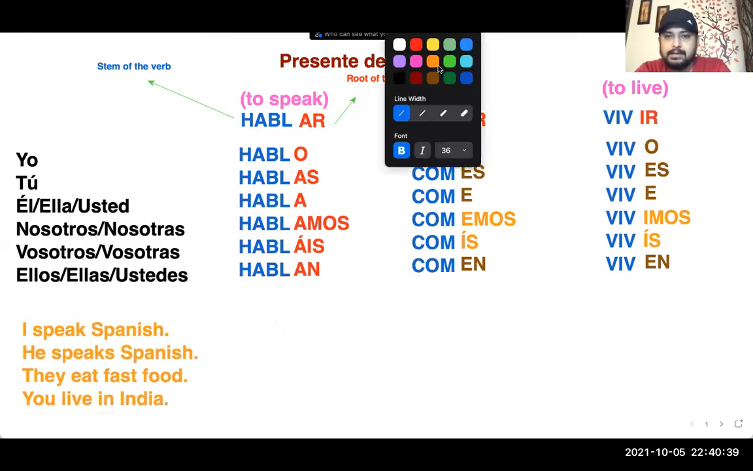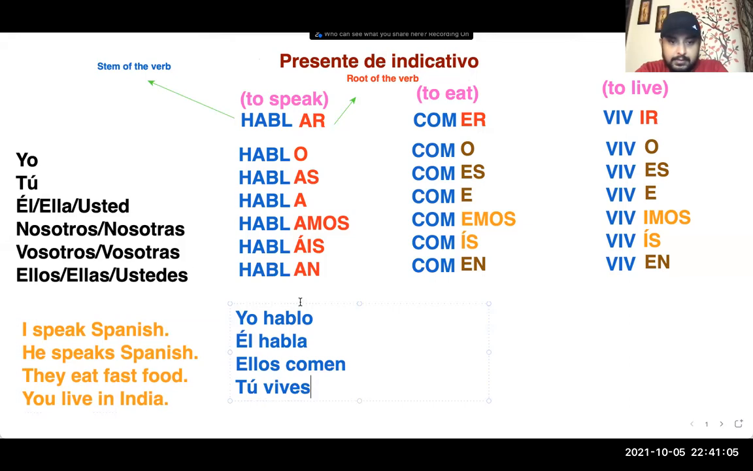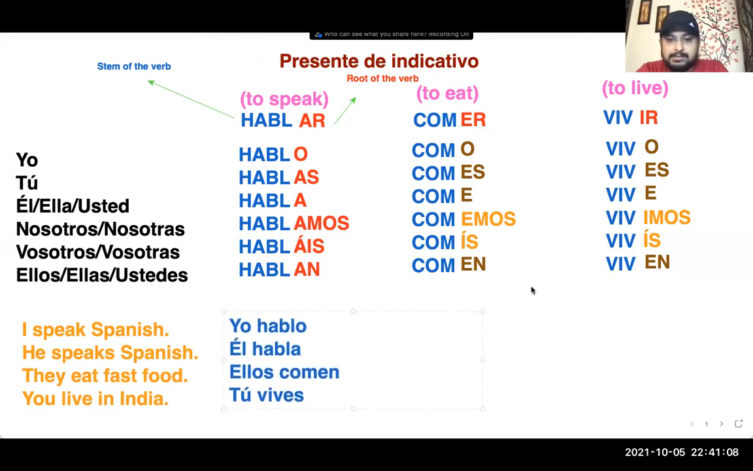So I speak, that would be yo hablo. Yo hablo. He speaks. Él habla. They eat. Ellos comen. You live. Tú vives. So this is the conjugation. I will complete the sentence. Yo hablo español. I speak Spanish. Él habla español. He speaks Spanish.